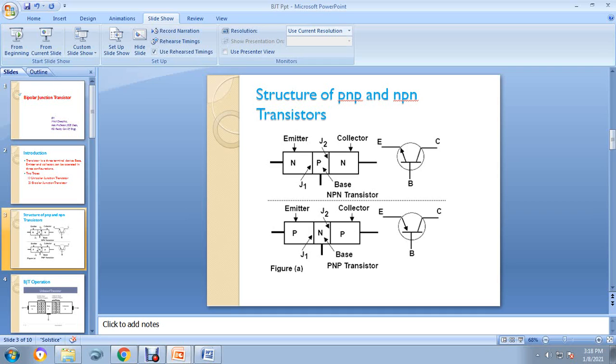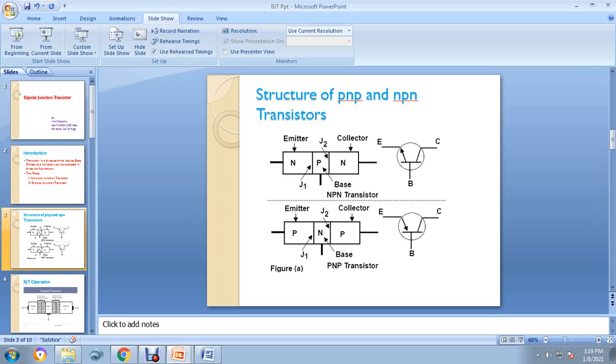When you design major circuits, for example in VLSI, the circuit symbol tells you which transistor you are using. One symbol implies an NPN transistor, where the conduction is mostly due to electrons, whereas with the other symbol the current conduction is due to holes.